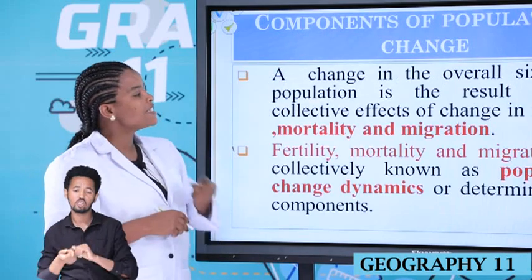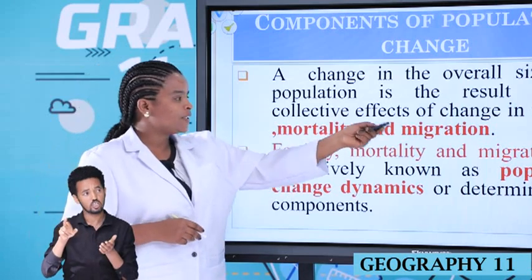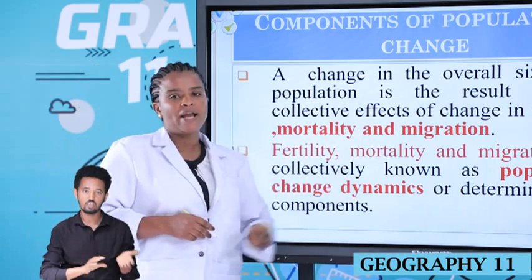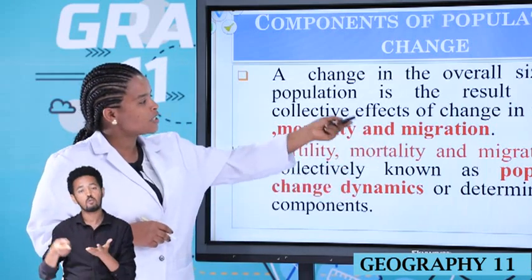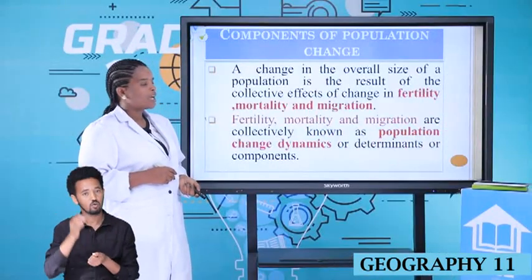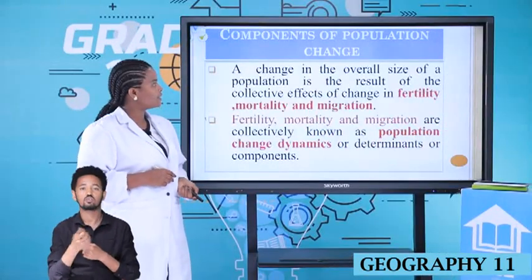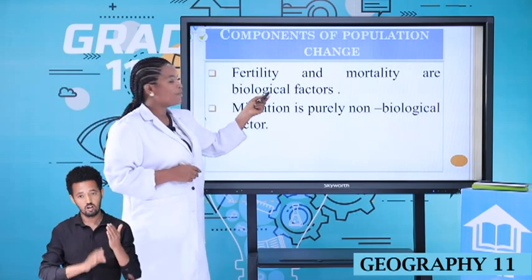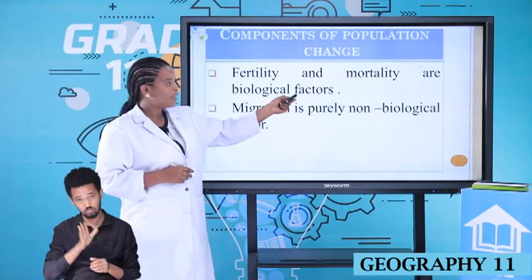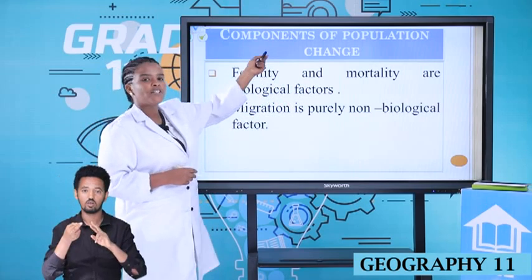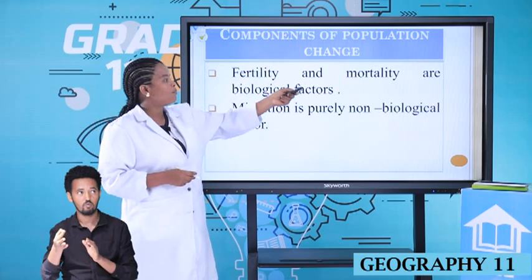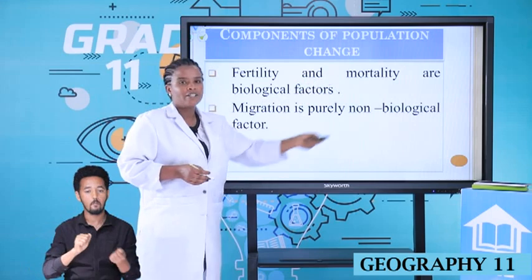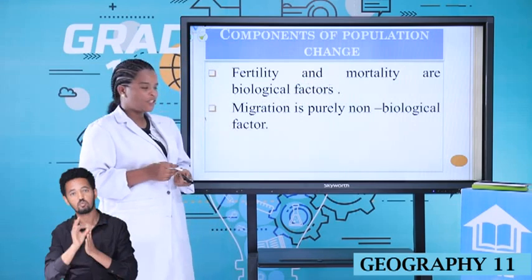Population change is the result of fertility, mortality, and migration. These three components affect the population of a given area. Fertility and mortality are biological factors. Fertility increases the growth of a given population. Mortality decreases the number of population in a given area.